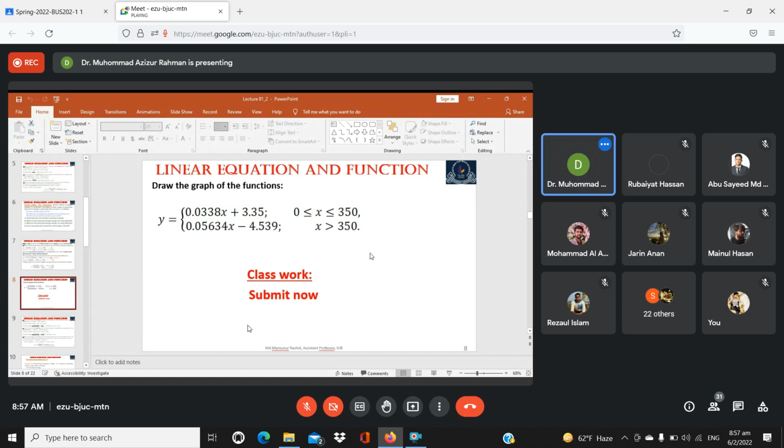Everyone, please do this. This is your class performance. Write your name, student ID, today's date, class section on top of the sheet. Then you take a picture. Then email to me.